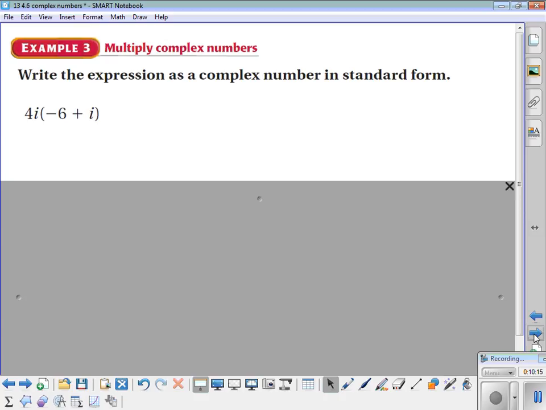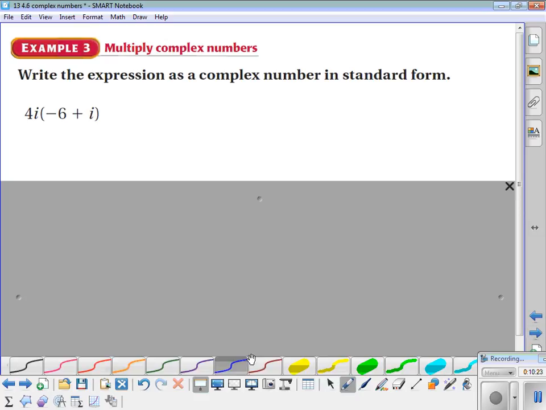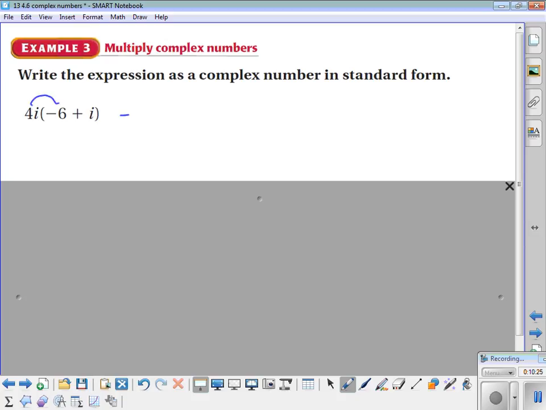All right, so we're going to write the answer in standard form, and we're just going to use the distributive property like you would any other time. So if I do 4i times negative 6, I get negative 24i. And then 4i times i gets 4i squared. Okay, now do you remember at the beginning what i squared equals? Everybody, what does i squared equal? Negative 1. So that means that this is the same as negative 24i plus 4 times negative 1, which is negative 24i minus 4. Right?